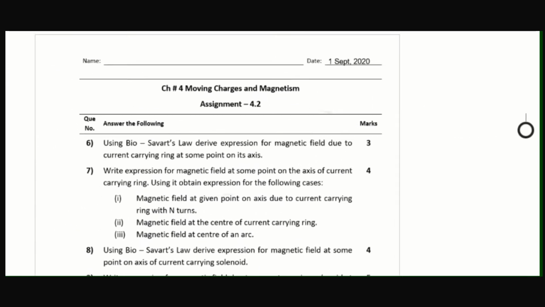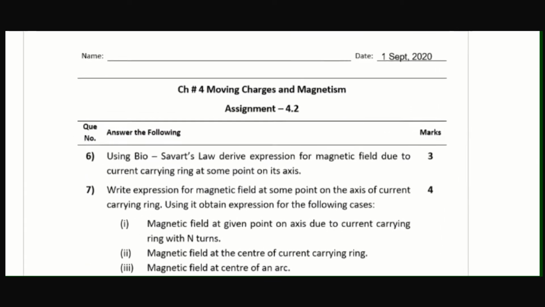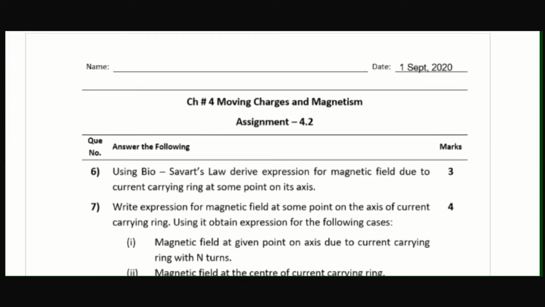Hello students, today we have assignment 4.2. Last time we had Oersted's experiment, his observation and Biot's law. We also saw the first application of Biot's law, that is how to determine magnetic field due to a straight current carrying conductor. Today we have two more applications of Biot's law.